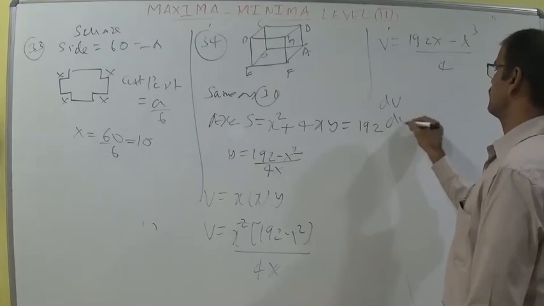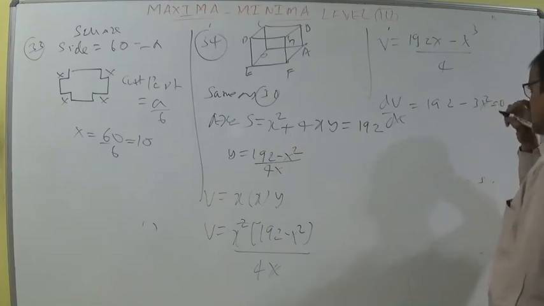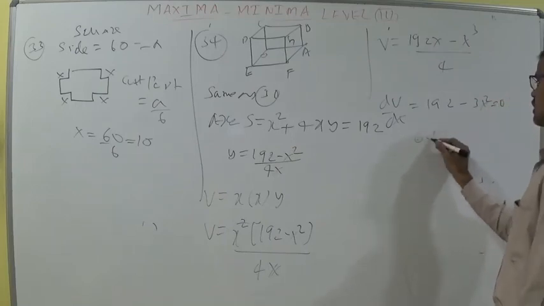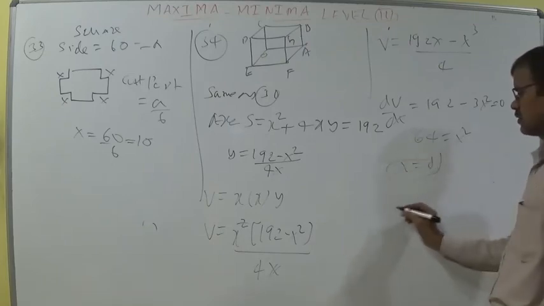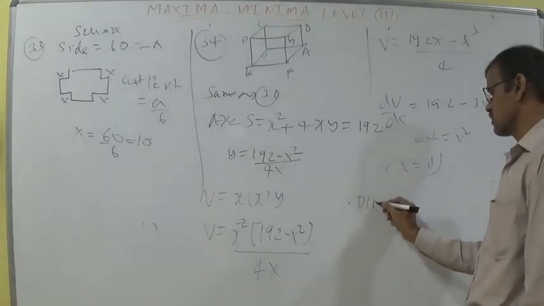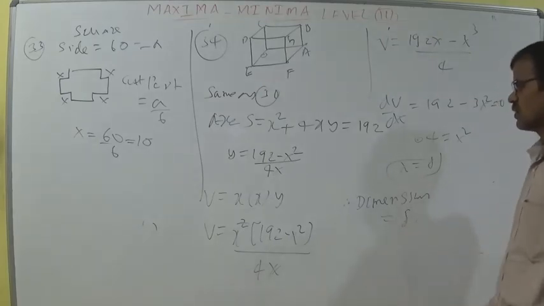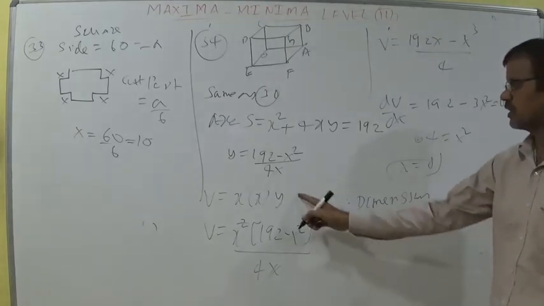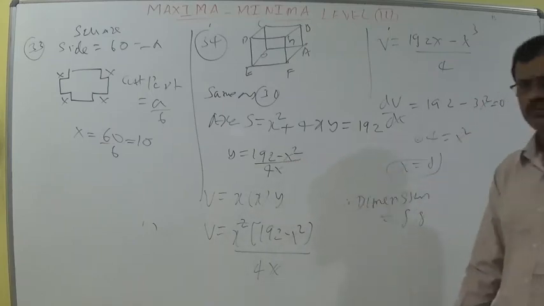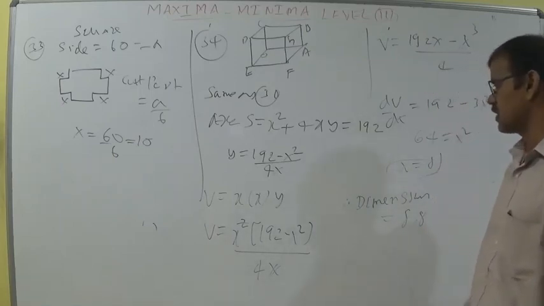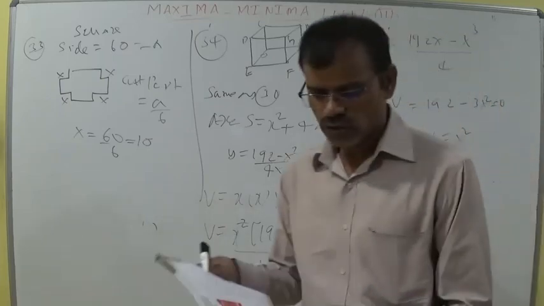dV by dx I am writing. To find whether the volume is min or max, 192 minus 3x square equal to 0. With 3 you can cancel. 64 equal to x square you get. So x is equal to 8. Therefore the dimensions he is asking: we got x is 8 and x is 8. Y is equal to 192 minus 64, 128, 128 by 32 is 4. So 8, 8, 4. Yes, 34, the third option.